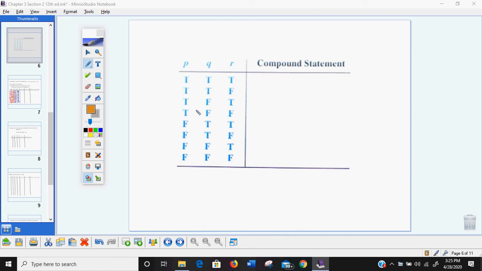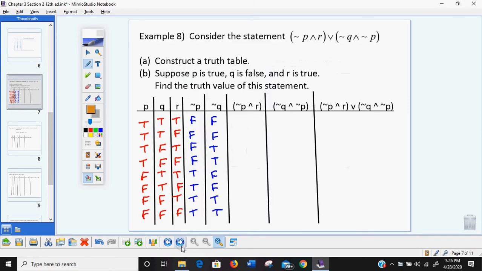What happens when you have P, Q, and R? So the P changes to 4 trues, 4 falses. The Q is true, true, false, false, true, true, false, false. And this time the R is the one that alternates: true, false, true, false, true, false, true, false. But now instead of having 4, we have 8 to deal with. So let's look at it in the next example.